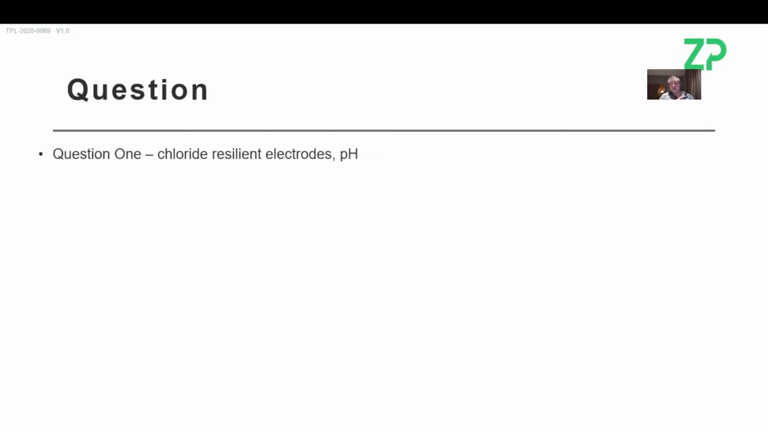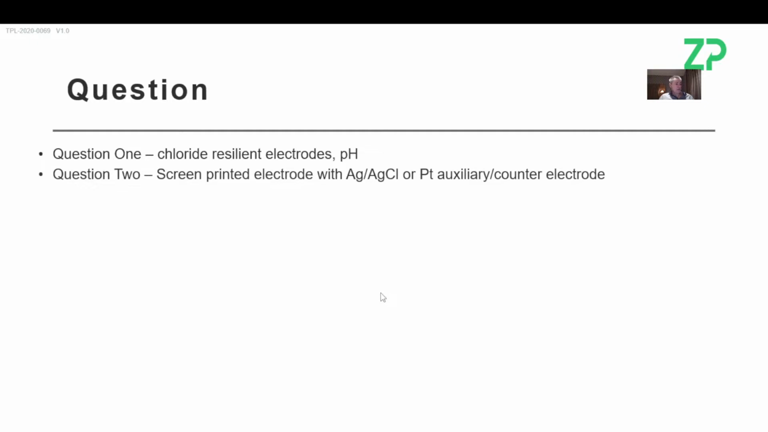So question number 1, chloride resilient pH electrodes. Some of our electrodes have a fixed chloride concentration on them. If you're doing pH measurements, I'd start with the standard, don't go for the resilient one. Definitely go for silver chloride rather than platinum.